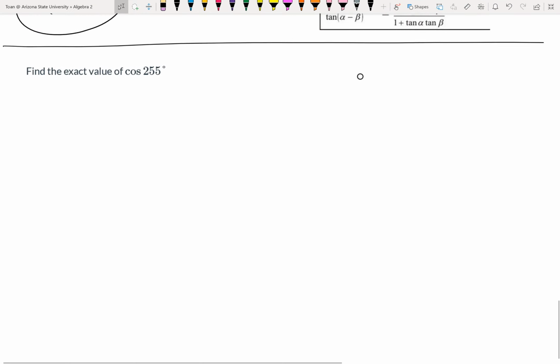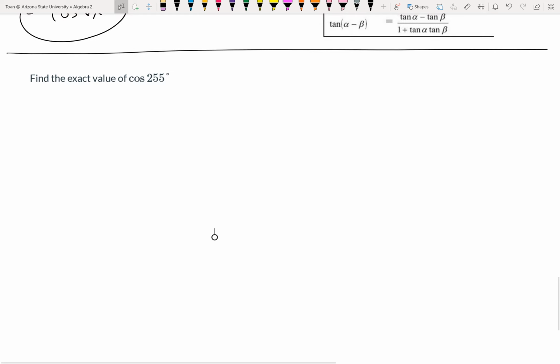So this problem asks you to find the exact value of cosine of 255 degrees. Again, typically, if I ask you to find the exact value, this means without a calculator, so it means we should be able to use special unit circle angles. But if you know the unit circle angles, 255 degrees is not one of them. Oh no, this is a hard question.